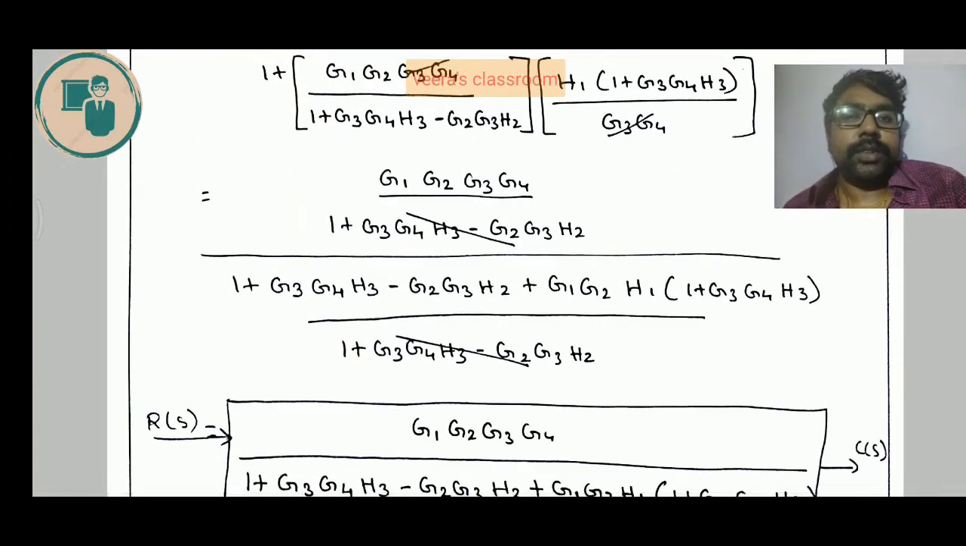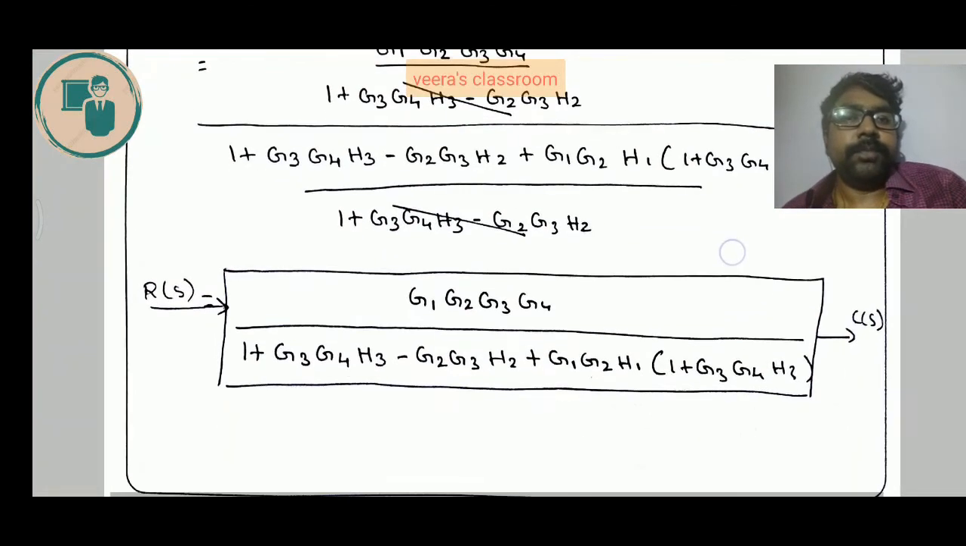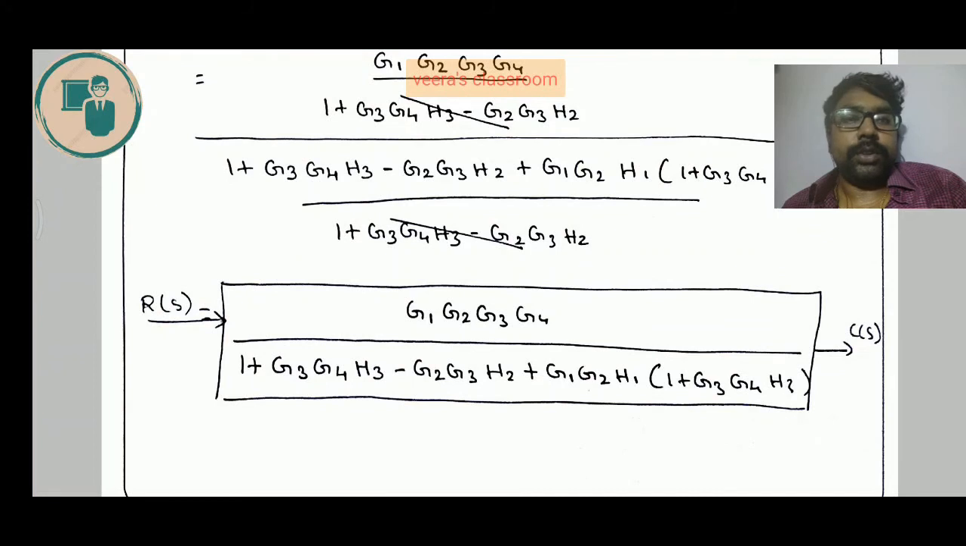So the value of C by R is G1 G2 G3 G4 whole divided by 1 plus G3 G4 H3 minus G2 G3 H2 plus G1 G2 H1 into 1 plus G3 G4 H3. This is the answer for this problem.